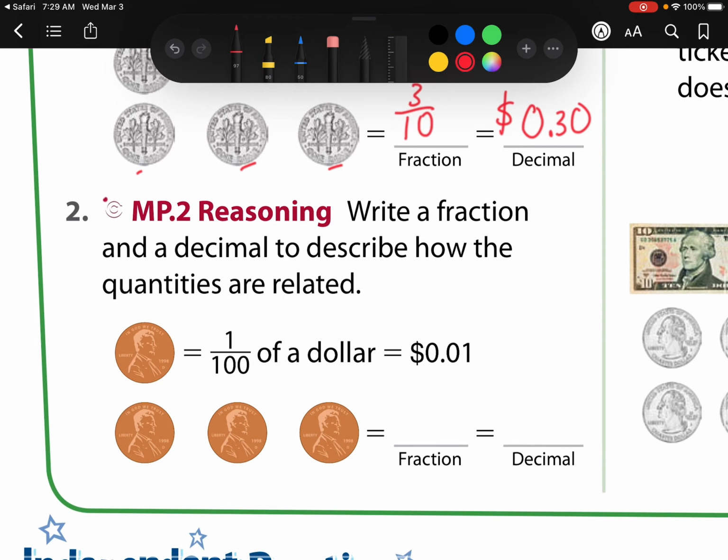Number 2, write a fraction and decimal to describe how the quantities are related. Well, you see a penny is 1/100th of a dollar, which means we would need 100 of these. We'd need 100 pennies. And then how we write that decimal is just 0.01. So here we have 1, 2, 3 pennies. So that's 3 pennies or 3/100ths of a dollar.